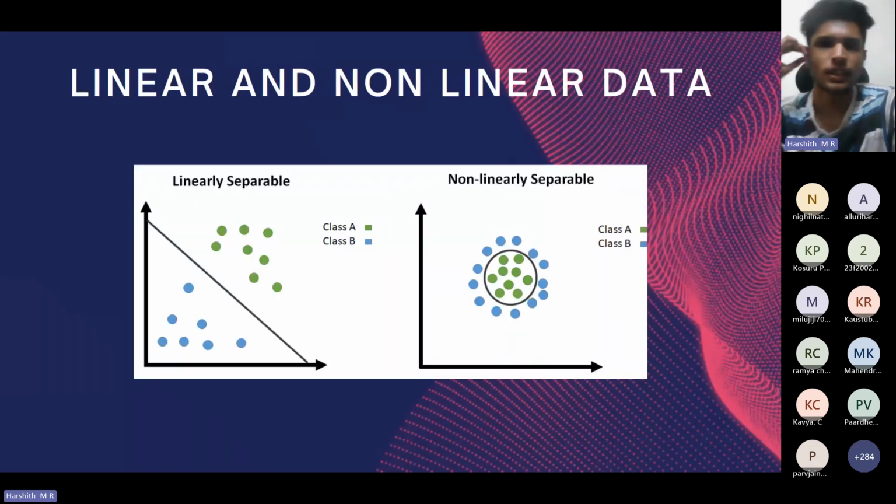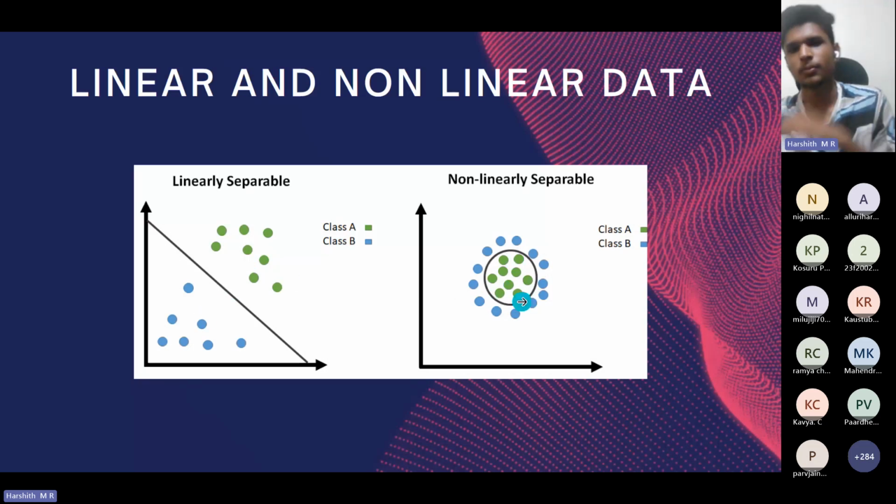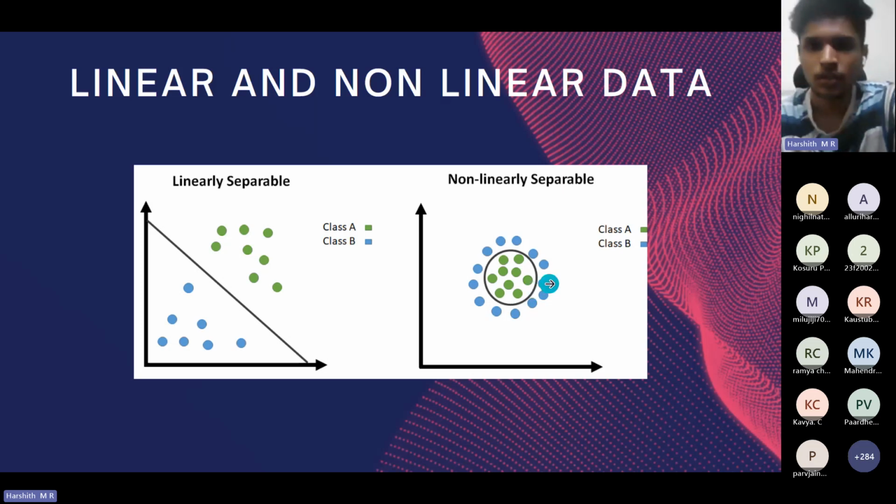So we'll see what is meant by linear as well as non-linear data. Linear data you'll be able to split using a line. So this is what linear data looks like. But for non-linear data, you won't be able to split the points of different classes using a line. You need to use some other curve for it. In this session, we'll see how to split using linear as well as non-linear cases.